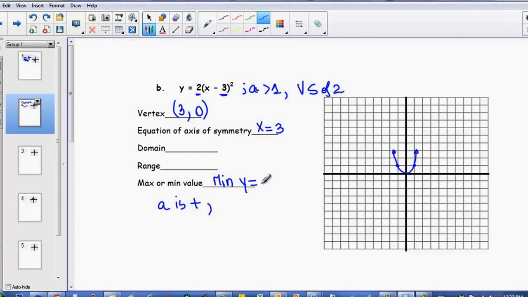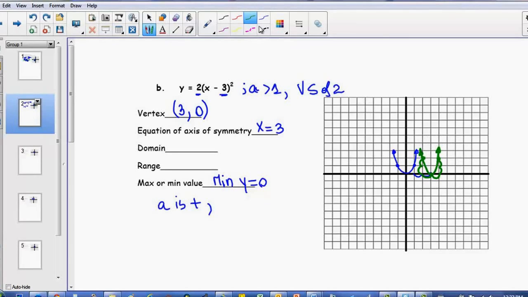Now, since a is positive, my parabola still opens up, which means I have a minimum value. And in this case, the minimum value is 0, because I am shifting 3 units to the right, but it's still along the x-axis, so I haven't moved up or down away from the 0 point. Now, since I have a stretch of 2, for every increase in x value, I increase 2 units along the y-axis, so I've graphed my stretch properly.